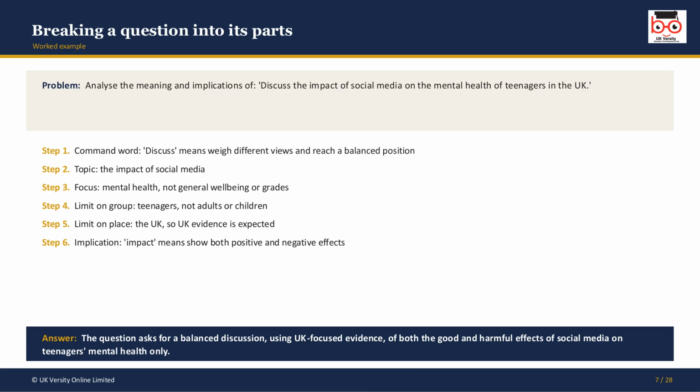Take the question, discuss the impact of social media on the mental health of teenagers in the UK. The command word, discuss, asks you to weigh different views and reach a balanced position. The topic is the impact of social media, and the focus is mental health specifically, not general well-being or grades. Notice the limits too. Teenagers, not adults or children, and the UK, so UK evidence is expected. And because it says impact, you'd show both the positive and the negative effects. Put together, the question wants a balanced, UK-focused discussion of the good and the harmful effects on teenagers' mental health alone.